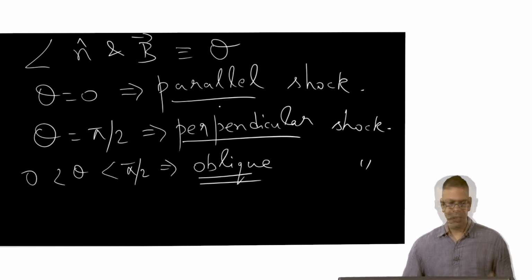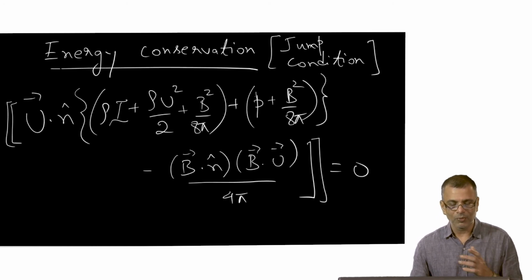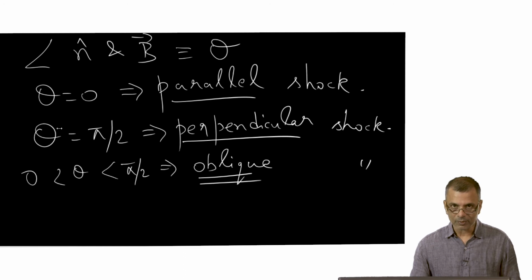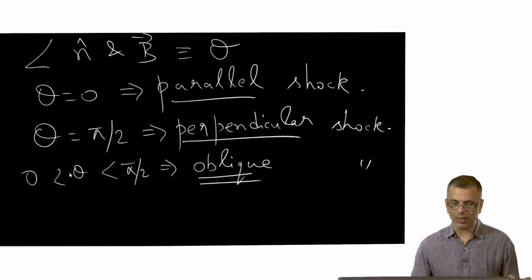But let us first enumerate the difference between a parallel shock and a perpendicular shock, and essentially what these are. So let us talk about parallel shocks first. These are the two extremes. The angle between n and B is taken to be theta, and if that's equal to 0, it's called a parallel shock. If that's equal to pi over 2, it's called a perpendicular shock. So let us now discuss parallel shocks separately.